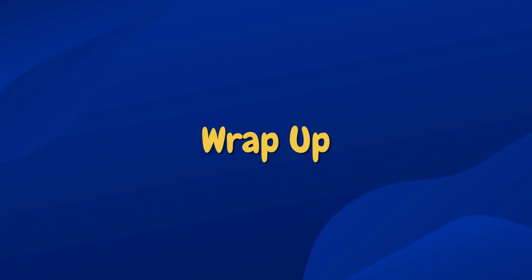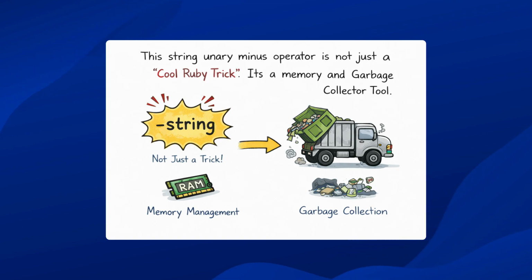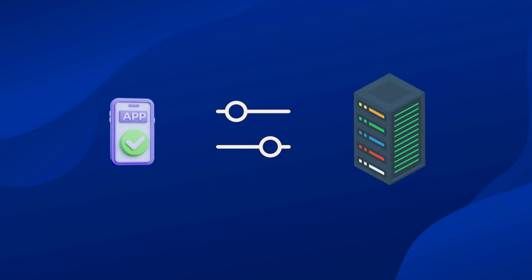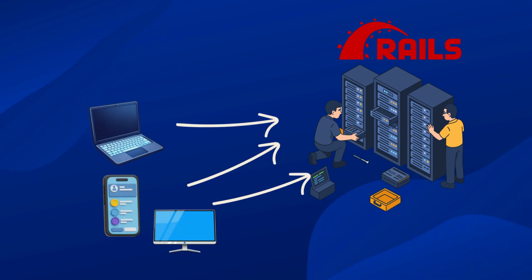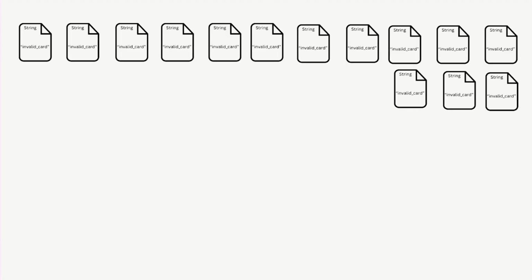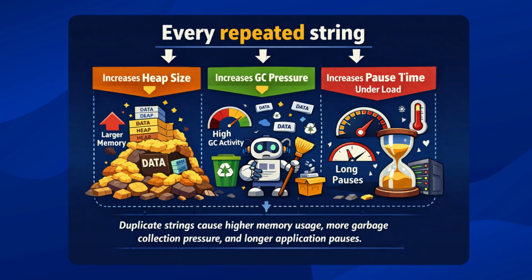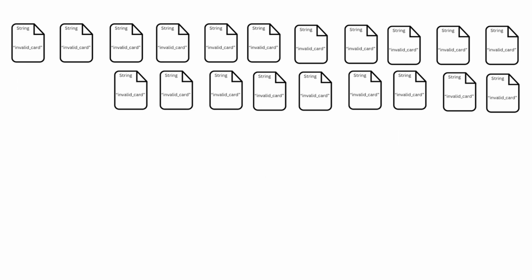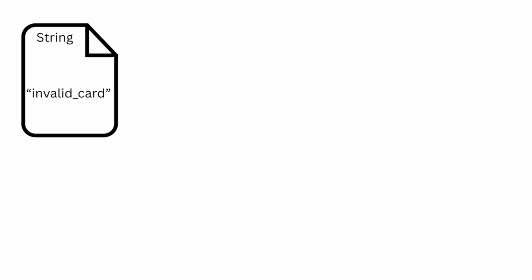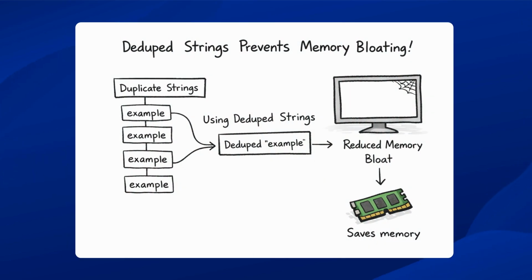So let's wrap this up. This string unary minus operator is not just a cool Ruby trick. It's a memory and garbage collector tool. If your app is small, short-lived or low traffic, you probably won't notice a difference. But if you are running a Rails app that stays up for days, handles thousands of requests per second, and keeps allocating the same string over and over again, then those allocations add up. Every repeated string increases heap size, increases garbage collection pressure, and increases pause time under load. Using -string or .dedup method lets you make those strings immutable, reusable, and allocated just once.